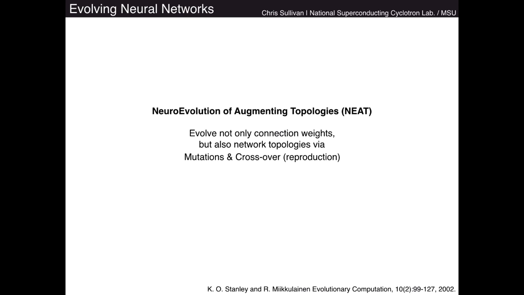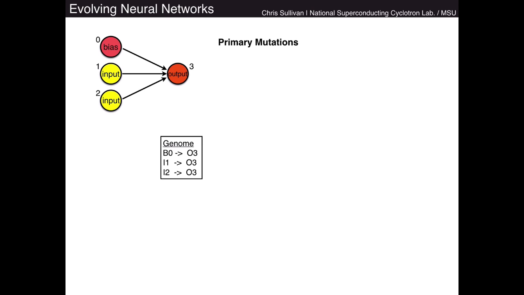I mentioned a little bit about neuroevolution earlier. Now I want to tell you about the NeuroEvolution of Augmenting Topologies, known as NEAT. This is a method developed by Kenneth Stanley and Risto Miikkulainen, and the idea behind it is that instead of just evolving only the connection weights, we also can evolve the network topologies via mutations and crossover, otherwise known as reproduction. So let me tell you a little bit about this.